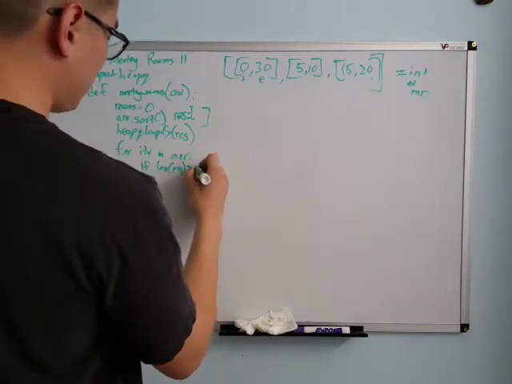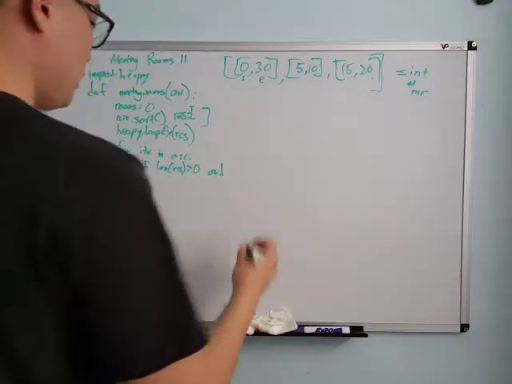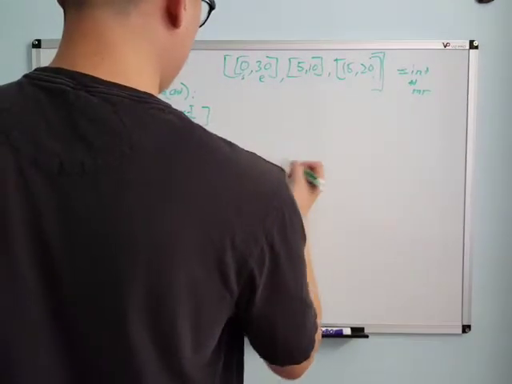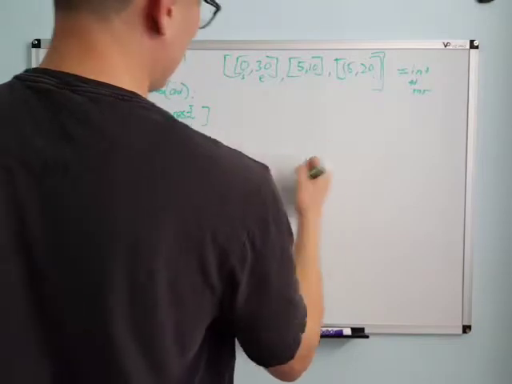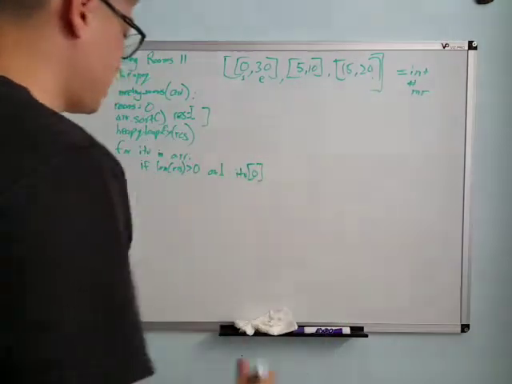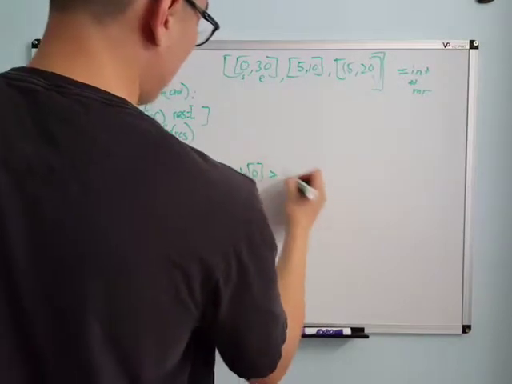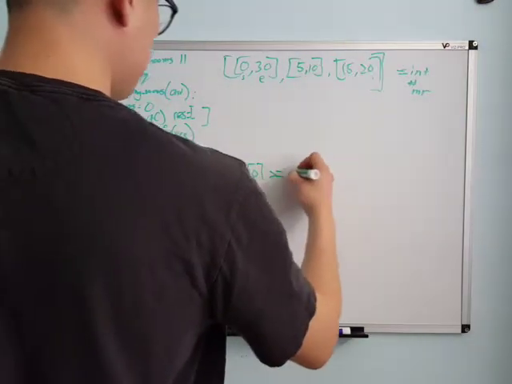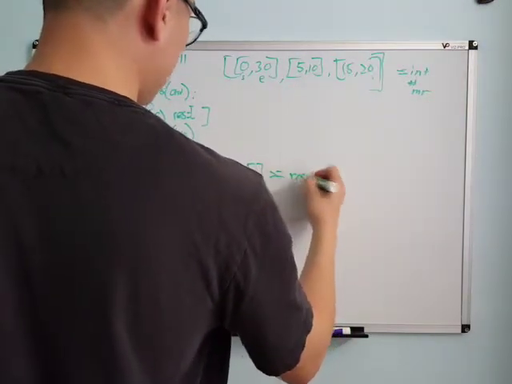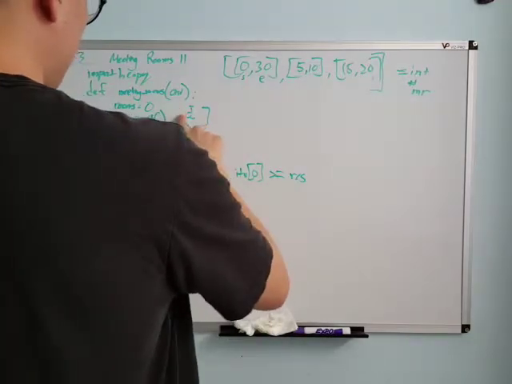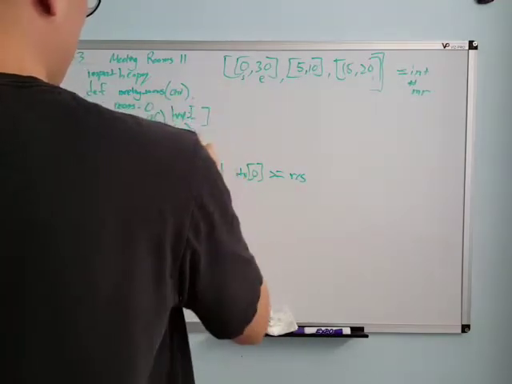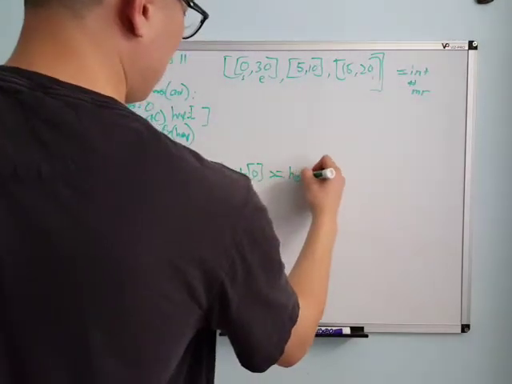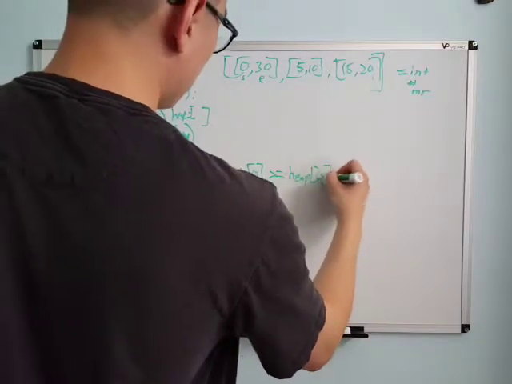So if length of res is greater than 0 and ITV start, which is the 0th element, right? These are going to be the 0th elements, to start. And ITV is greater than or equal to res, yeah, we should name that better. Let's call this heap. The root of the heap should be the 0th element.